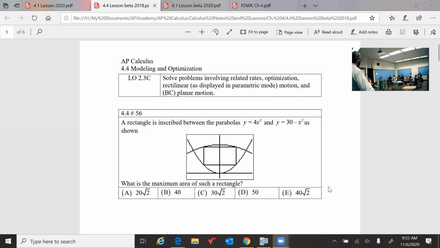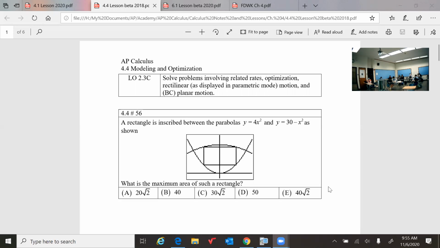It's your unknown. It's x. So if that's x, what is the base of this rectangle? 2x, yes. So the rectangle is 2x is the width. How tall is the rectangle? Yeah, here's the height. The height is the y-axis.